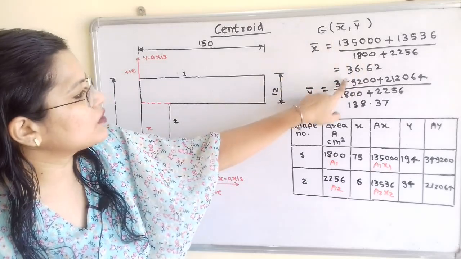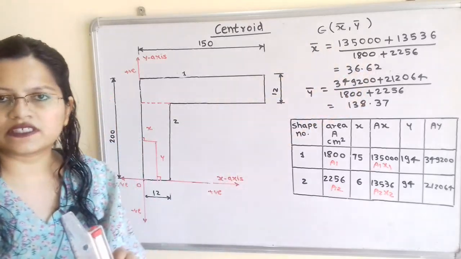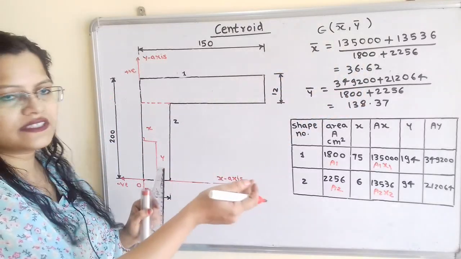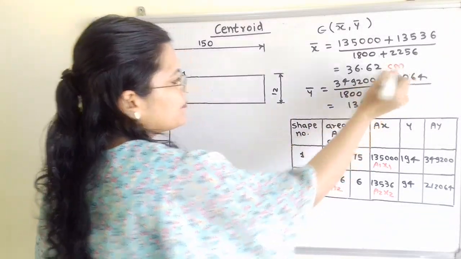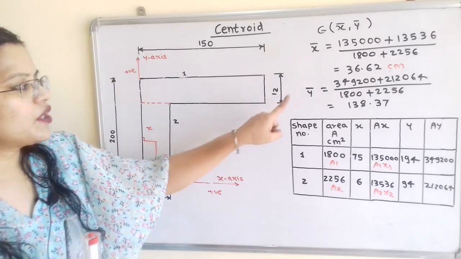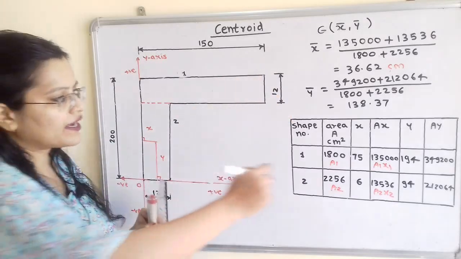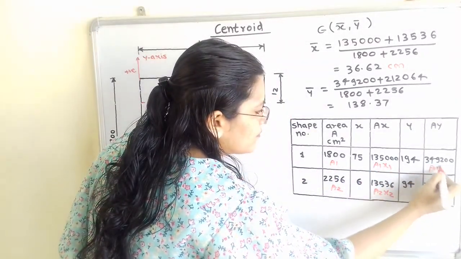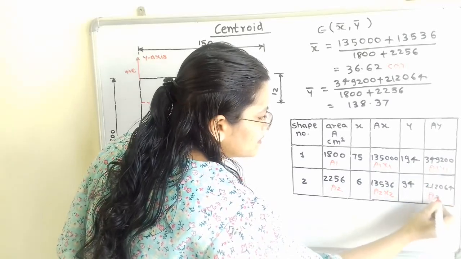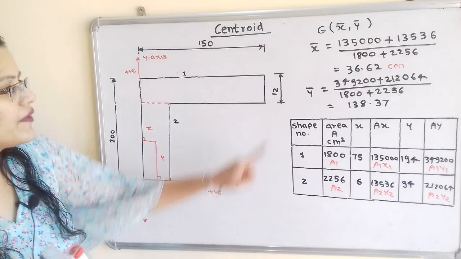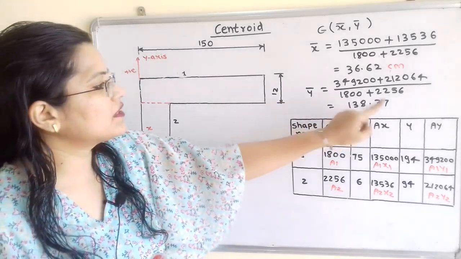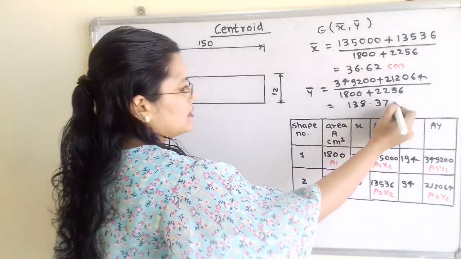So if we calculate this, we will get 36.62 and its unit is centimeter because all the values are given in centimeter. Now next is y bar. So how to calculate y bar? So again this is the value of A1 y1. So A1 y1 plus A2 y2 divided by A1 plus A2. So when we calculate this, we will get 138.37 centimeter.